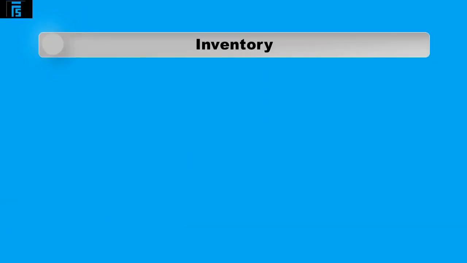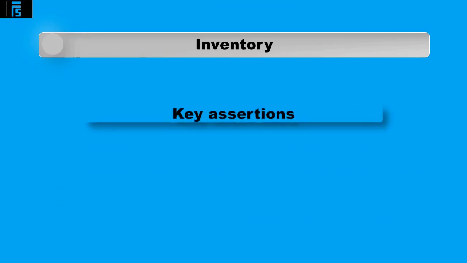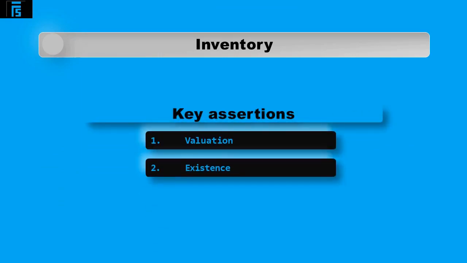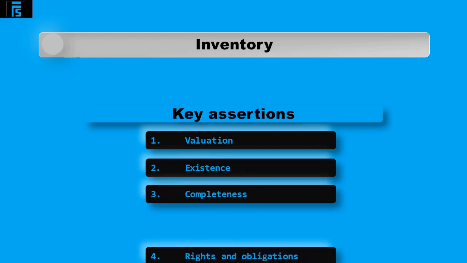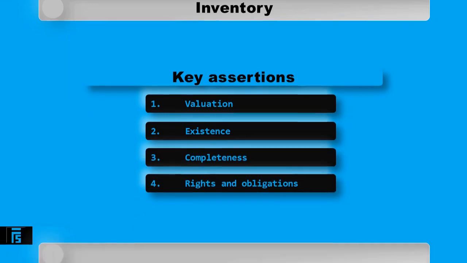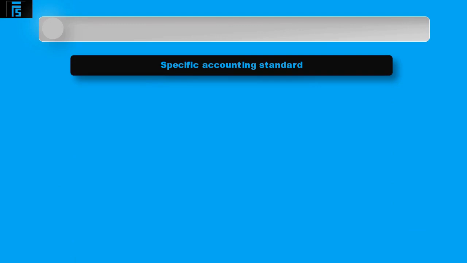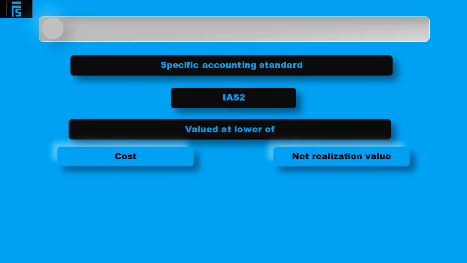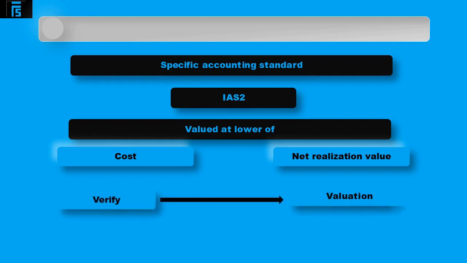The final balance to review from current assets is inventory. The key assertions are valuation, existence, completeness, and rights and obligations. This balance has a very specific accounting standard which shows us how the balance should be included. The most important and remembered element from IAS 2 is that inventory should be valued at the lower of cost and net realisable value. The auditor must prove that the balance has been correctly accounted for to verify valuation.